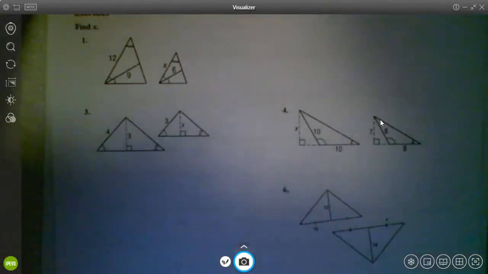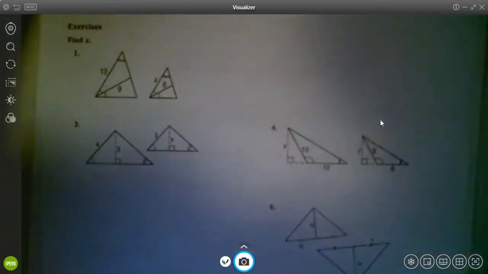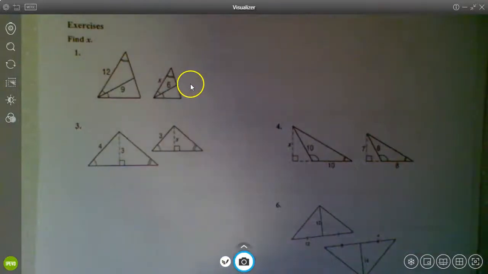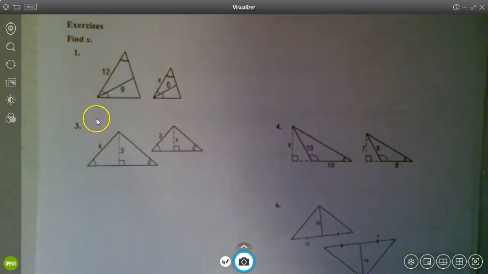So let me go through a couple examples here to make sure we're good to go. So on this one, again, we can see that 9 is the angle bisector of this triangle, 6 is the angle bisector of the little triangle, and because we have similar triangles, then I'm allowed to set up my proportion here.